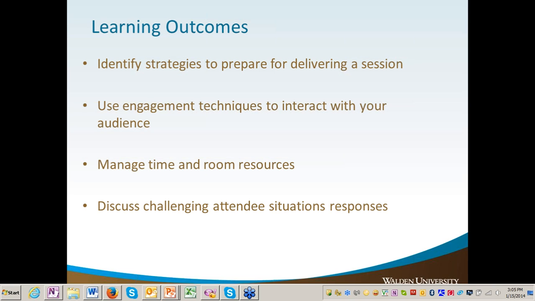We want to give you tools to manage the time and the room resources. We're stuck with what's given us at residency, and so there are many ways to capitalize on what is given us, and we'll talk about that.